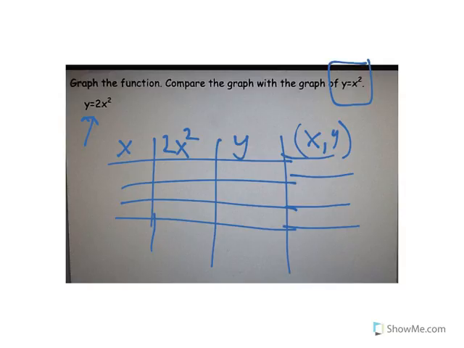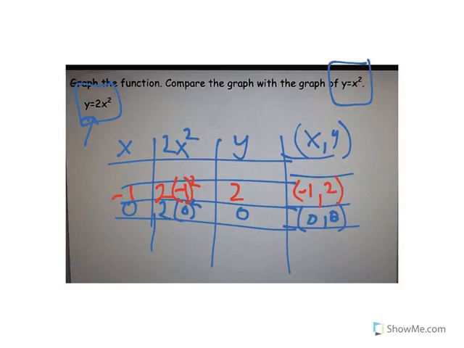So when x is equal to 0, I'm actually going to put this one here. When x is equal to 0 for this y, this is going to be 2 times 0 squared. And so y is just going to be equal to 0, so it's going to be 0, 0. Now, when x is equal to -1, it's going to be 2 times -1 squared. -1 squared is 1 times 2, so y's value is going to be 2. So that's going to be -1, 2.